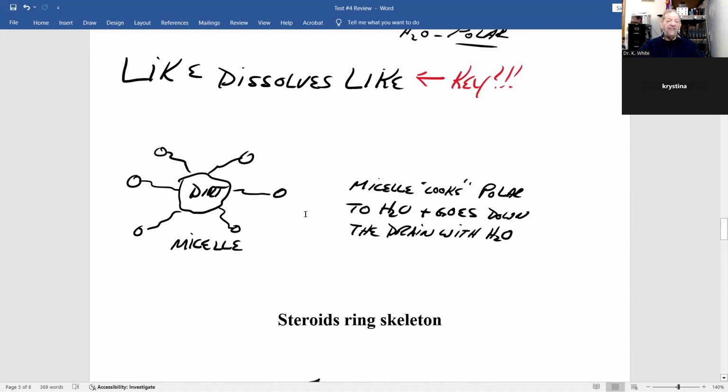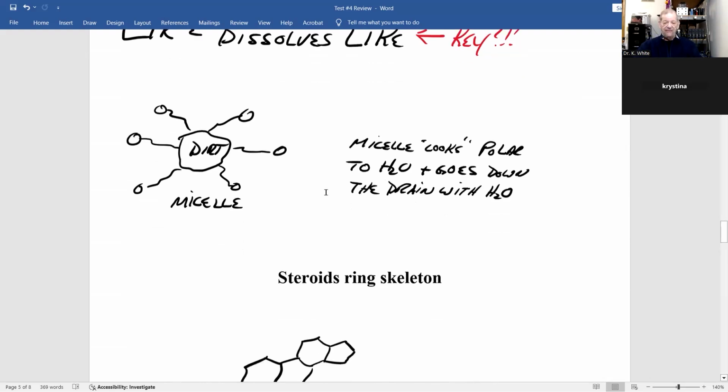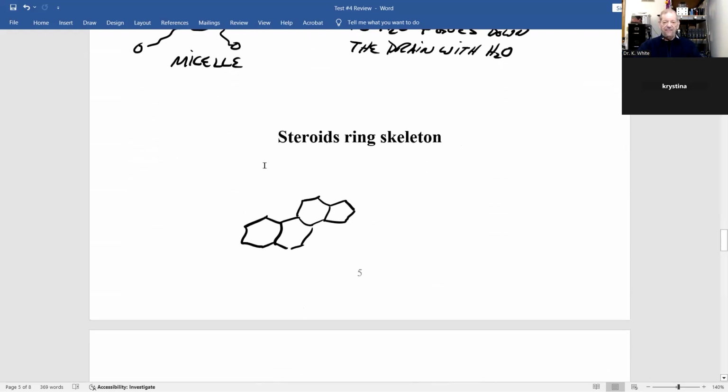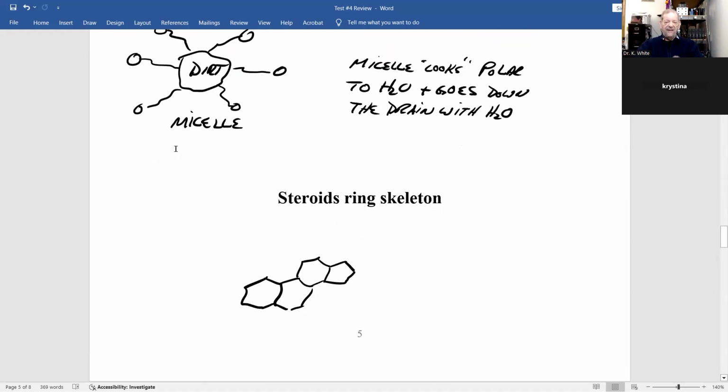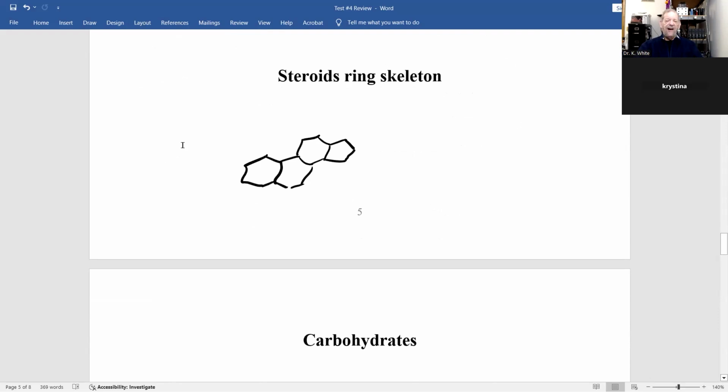Now, once you have the micelle, the dirt is surrounded by the soap molecules where the polar heads are on the outside. And water looks at the micelle and says, you're polar, I'm polar, let's go down the drain together. And they do. And that's how you get dirt off your hands. You should know this.